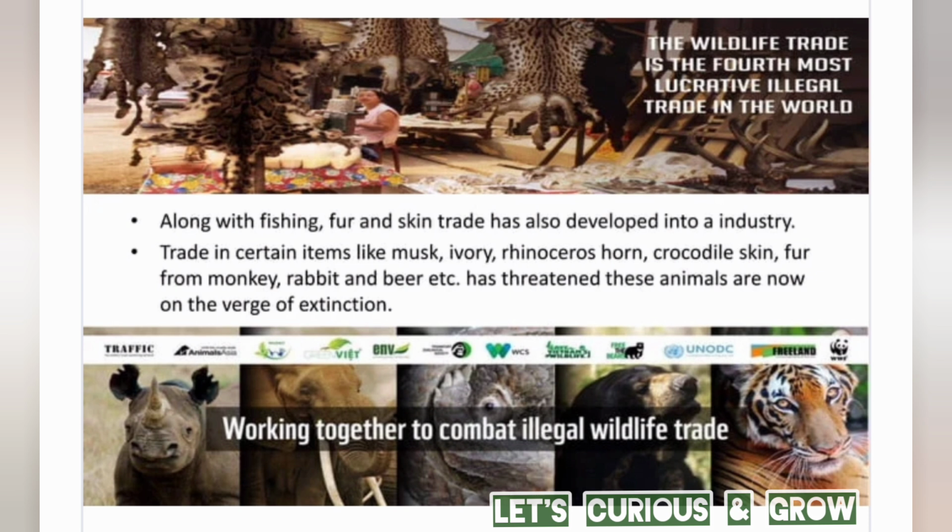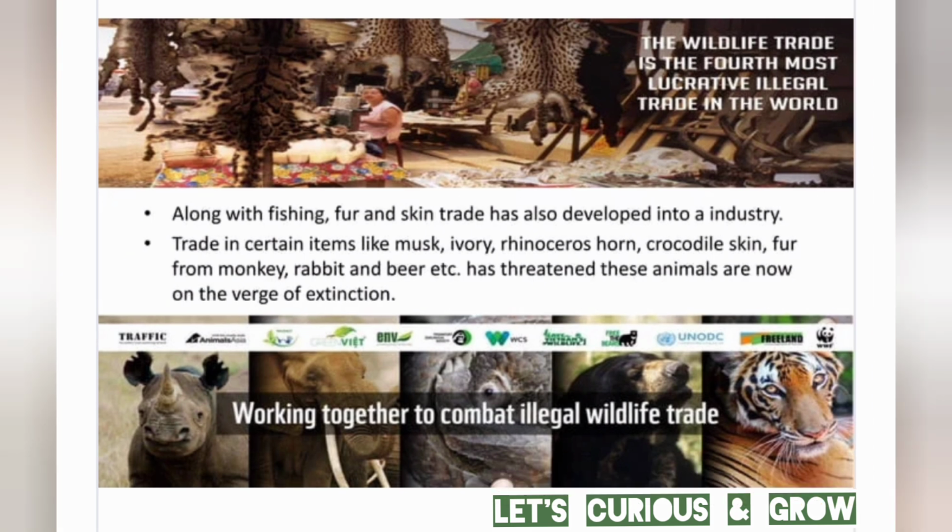So working together to combat illegal wildlife trade is very important. It is important to make all human beings aware that illegal wildlife trade is not good and it has to be stopped.